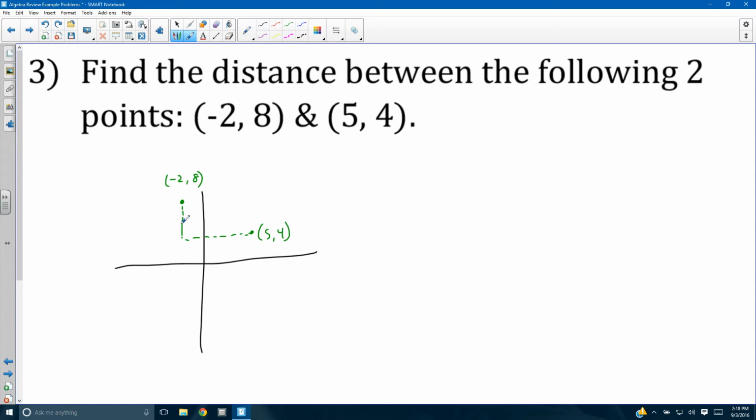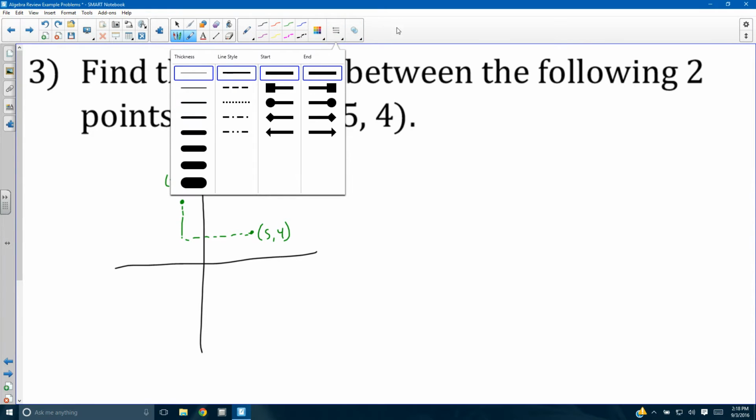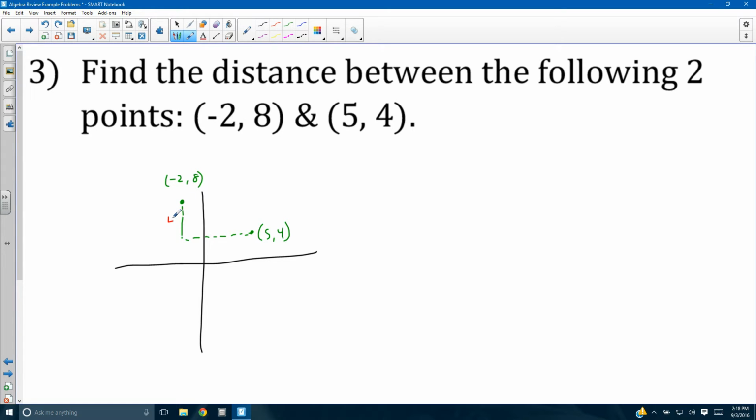Now I'm going to go vertically down in the y direction. I'm going to go from 8 all the way down to 4. Going down from 8 to 4, it takes 4 steps to do that. It takes 4 units, right? The distance is 4 away. Going across from negative 2 to 5 is 7 away.